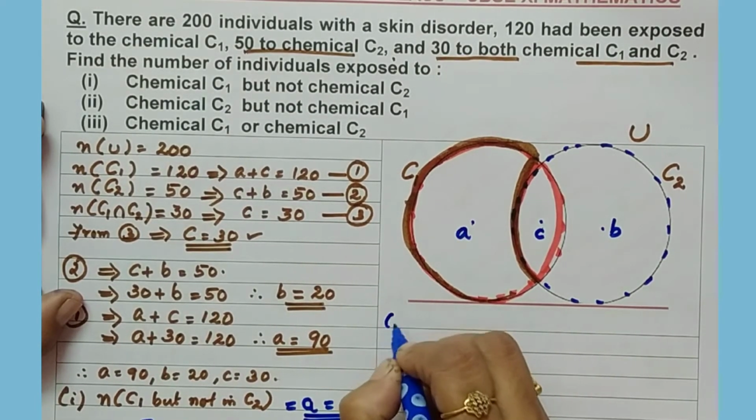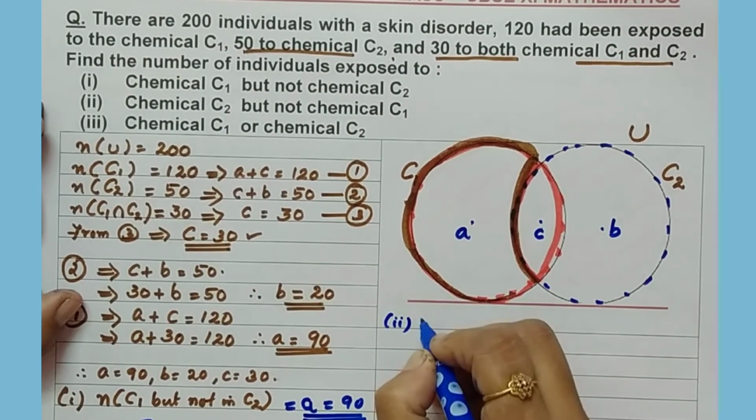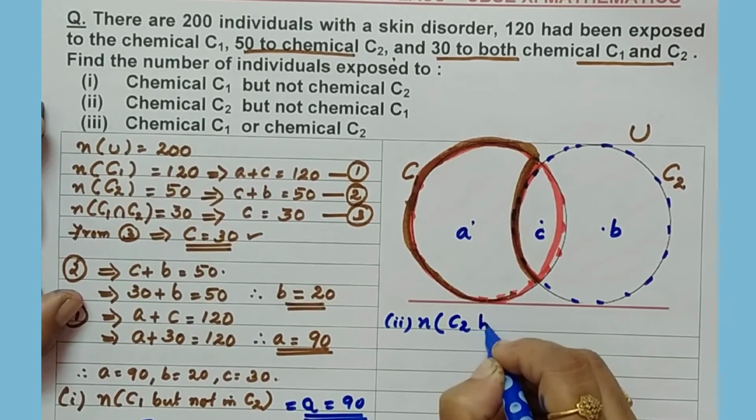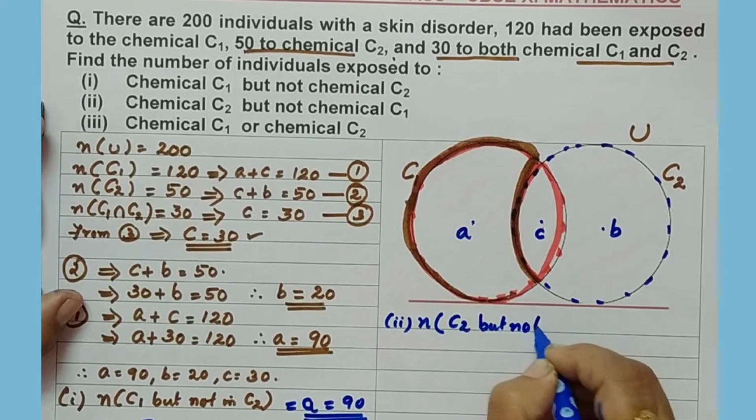Come with the second question. Number of elements in chemical C2 but not in C1.